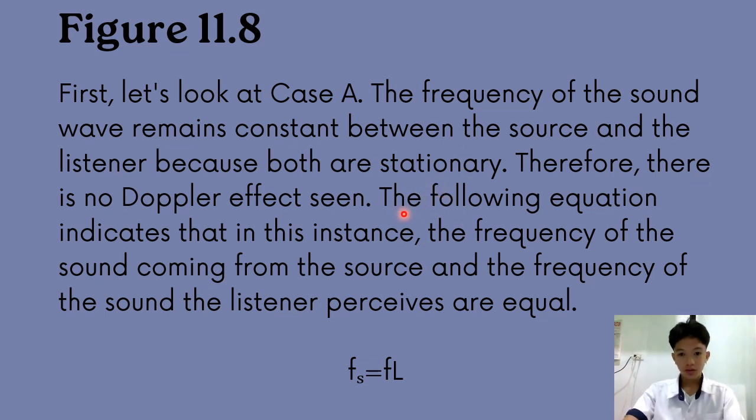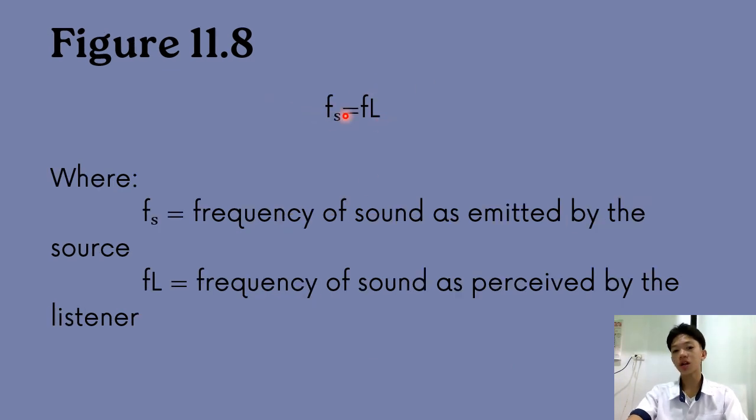The following equation indicates that in this instance, the frequency of the sound coming from the source and the frequency of the sound the listener perceives are equal. This is the equation: F sub S is equal to F sub L, where F sub S is the frequency of sound as emitted by the source, which is the ambulance, and F sub L is the frequency of sound as perceived by the listener, which is the person.